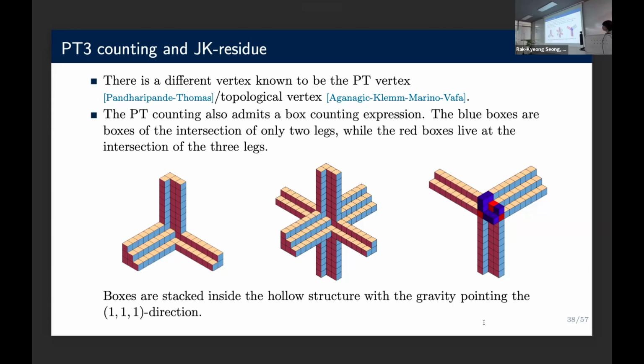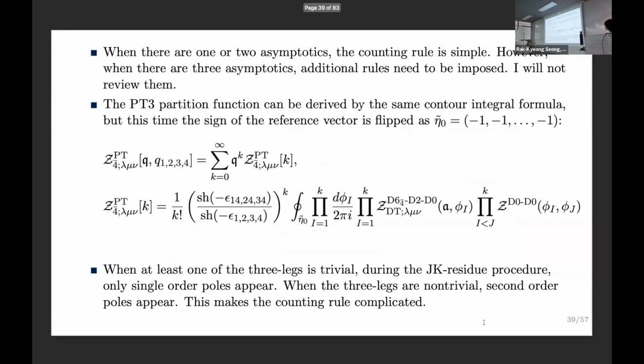So you start from a minimal plane partition here. You extend it in both directions and distinguish the intersection into two colors, blue boxes and red boxes. The blue boxes will be the intersection of only two legs, and the red ones will be the intersection of the three legs. And now the box counting rule will be placing boxes inside this hollow structure, and the gravity will point in a different direction, 1, 1, 1. But additionally, you have complicated rules living in this intersection part here, which I won't review.